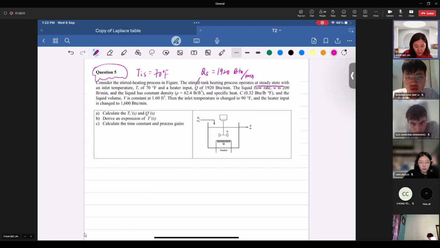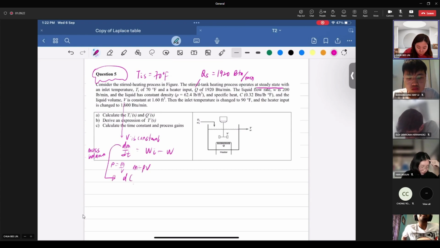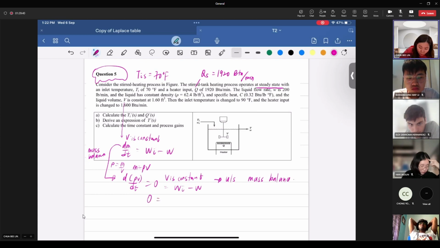Volume is constant. Okay, this is a very important keyword. V is constant. When V is constant, dm over dt equals in Wi, and the out is W. So this is the mass balance. When volume is constant, rho equals m per V, m equals rho V. So this will be d rho V over dt, equivalent to 0 because V is constant, equals Wi minus W. So this is the unsteady state mass balance. Your 0 equals Wi minus W. So your Wi will be your W.